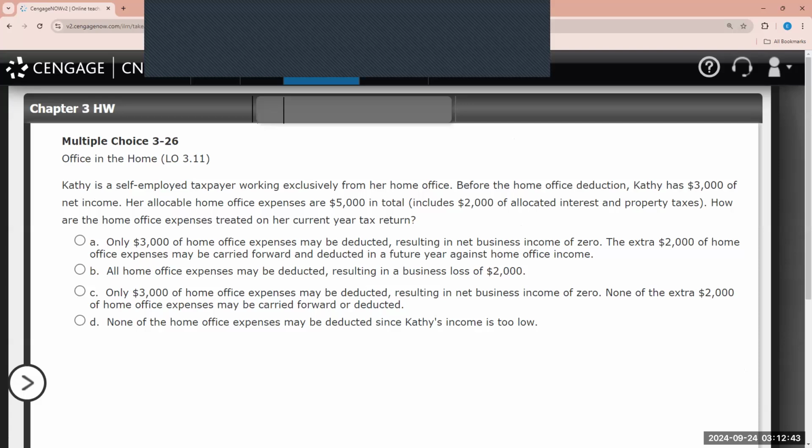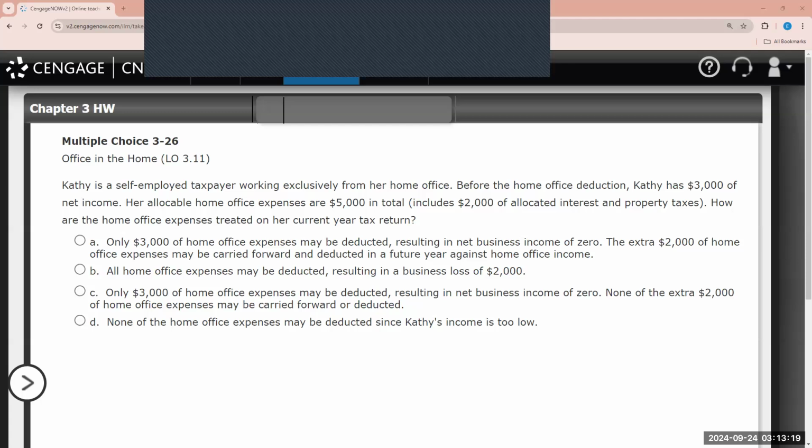Next, we move on to office and home, aka home office. It's asking, how are the home office expenses treated on her current year tax return? Kathy is a self-employed taxpayer working exclusively from her home office. Before the home office deduction, Kathy has $3,000 of net income. Her allocable home office expenses are $5,000 in total, and it includes $2,000 of allocated interest and property taxes. How are the home office expenses treated on the current year tax return?